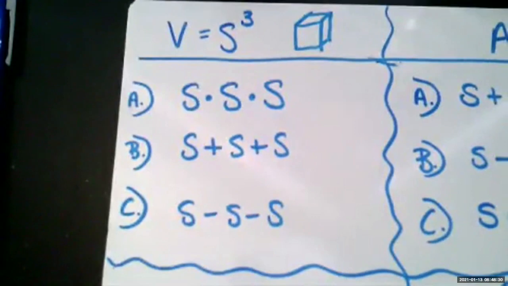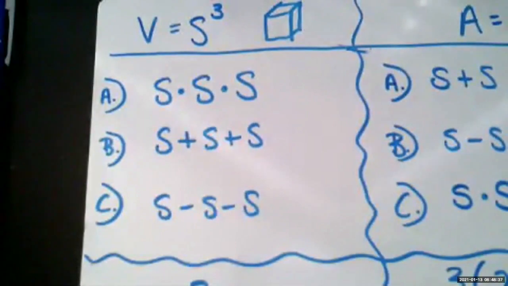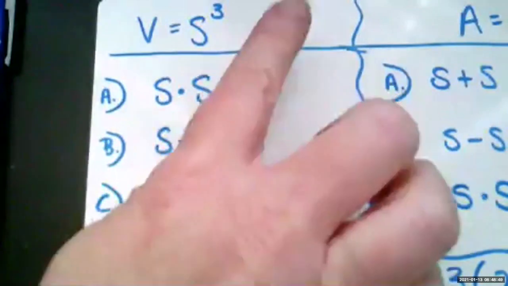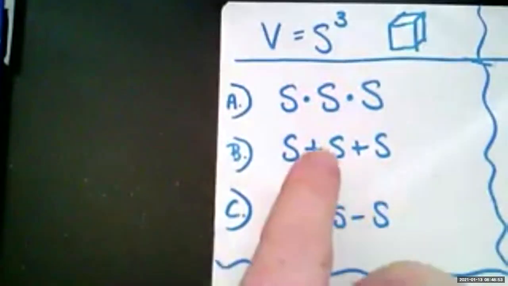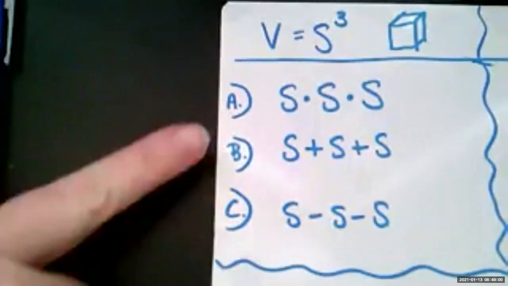Terrible camera. All right. Now let's talk a little bit about volume and area, because that's another area where I saw a little bit of confusion. When I said the volume of a cube is s to the 3rd power, that just means the side times the side times the side. So if I have side times side times side, side cubed, which one of these would be the correct answer? A, B, or C?